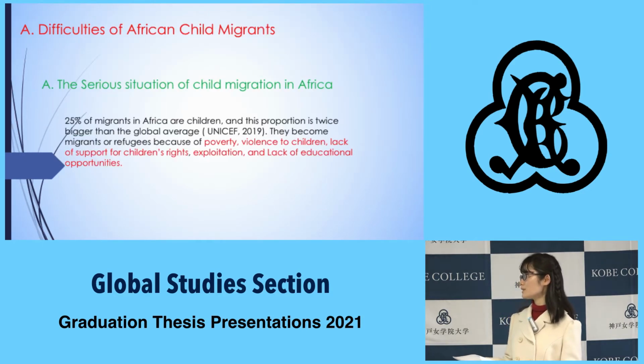Let's move on to the main part, difficulties of African child migrants. The serious situation of child migration in Africa. According to UNICEF 2019, 25% of migrants in Africa are children, and this proportion is twice bigger than the global average. They become migrants or refugees because of poverty, violence to children, lack of support for children's rights, exploitation, and lack of educational opportunities.